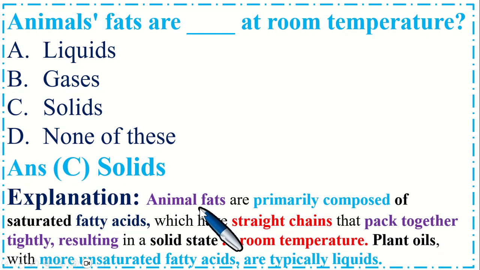Explanation: animal fats are primarily composed of saturated fatty acids, which have straight chains that pack together tightly, resulting in a solid state at room temperature. Plant oils, with more unsaturated fatty acids, are typically liquids.